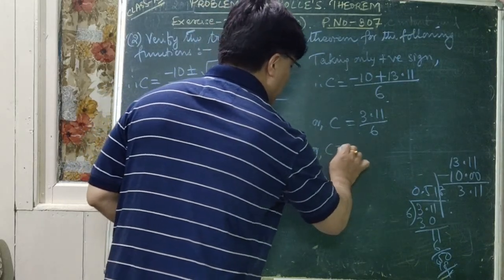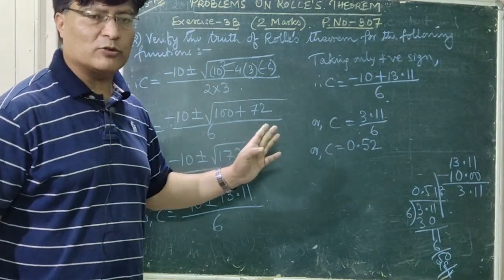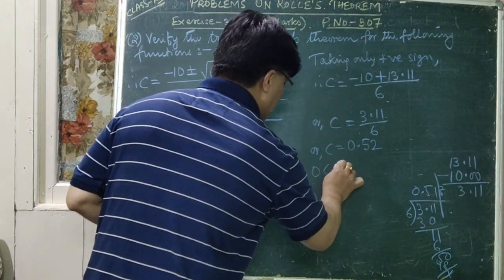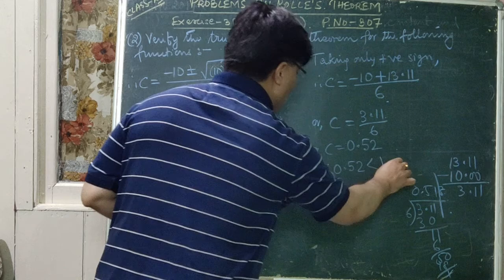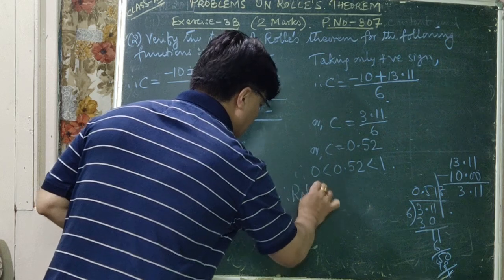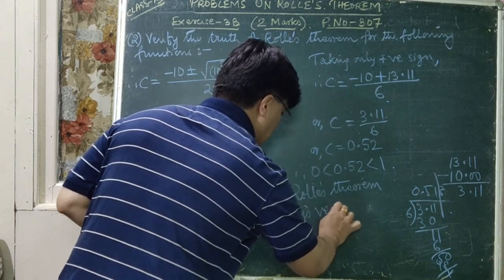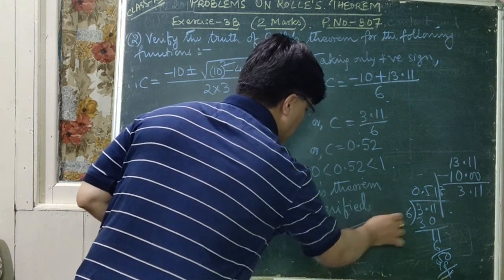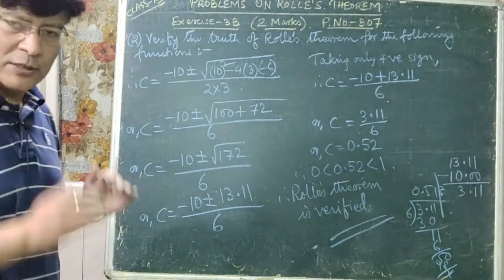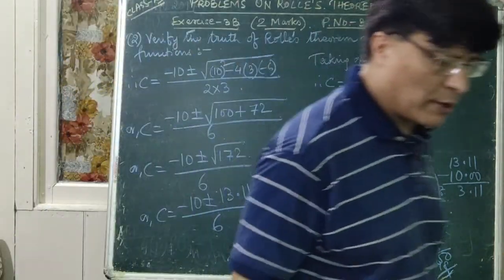So its approximate value is 0.52. Is that clear? This value of C, 0.52, lies between 0 and 1. So therefore 0 is less than 0.52, which is less than 1. So therefore Rolle's theorem is verified. So in this case also Rolle's theorem is verified. I think you have understood it. So this is the method of doing the problems on Rolle's theorem. Okay. So we'll do the next problem now.